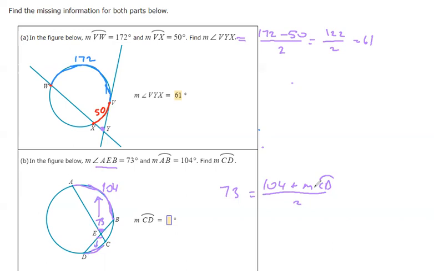If you get this equation, you just want to find the unknown. We can multiply both sides by 2 to get rid of the 2, which gives us 146 equals 104 plus the angle measure of CD. If you subtract 100 from both sides, you get 46 and 4. Subtract another 4, and you get 42 as the angle measure of CD. And that is my answer for this question.